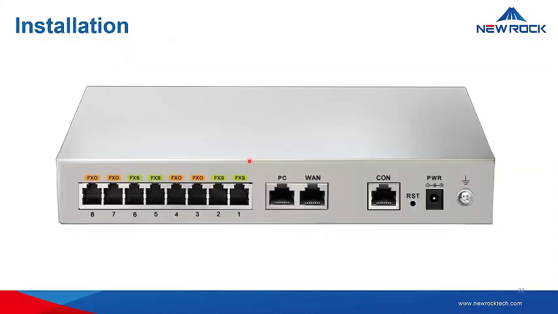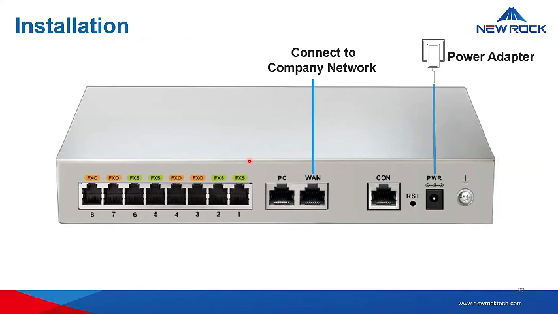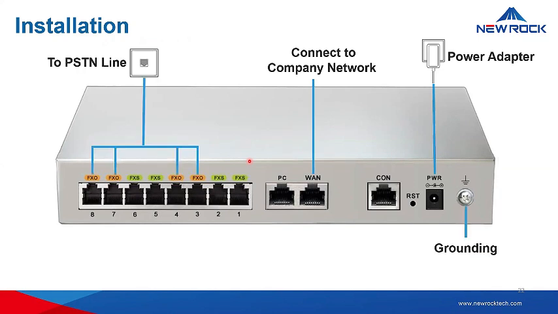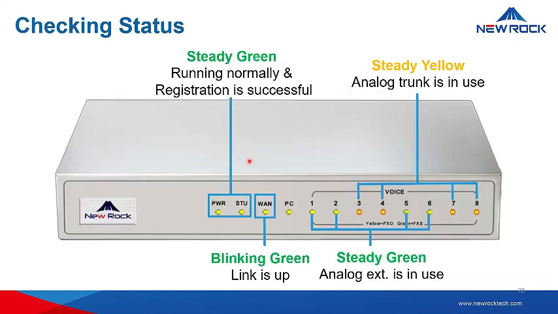So if you have the MX8G, you just connect it to the company network, then connect the power adapter, then connect the grounding, then connect the FXO port to the PSTN line, then connect the FXS ports to analog phones. After that, you can turn on your device, then check the status.